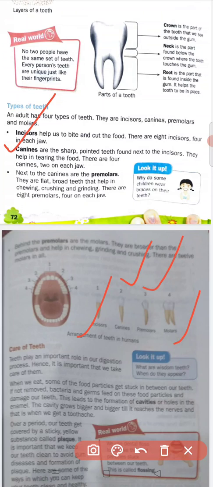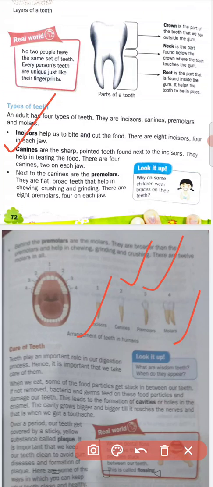And there are 8 incisors, 4 in each jaw. There are 2 jaws, upper jaw and lower jaw. So total 8 incisors, 4 in the upper jaw and 4 incisors present in the lower jaw. Next, student, canines, and these are the tearing teeth. You can see canines are the sharp pointed teeth found next to the incisors. And you know what is the function of the canine? They help in tearing the food. And there are 4 canines in total, 2 in the upper jaw and 2 in the lower jaw.